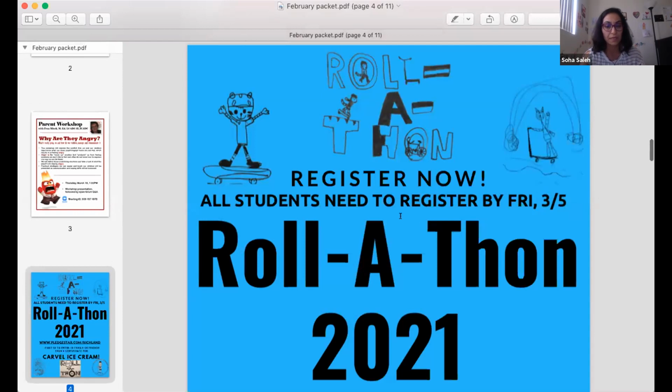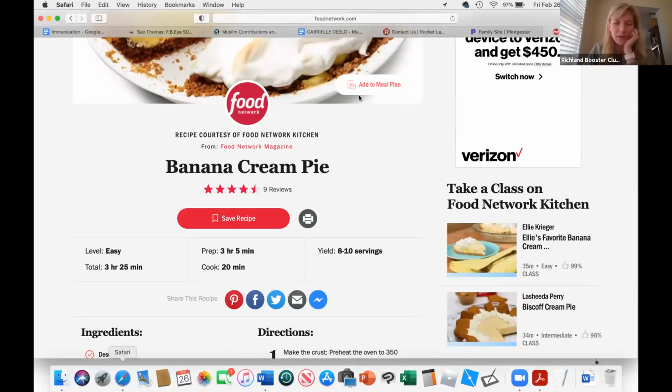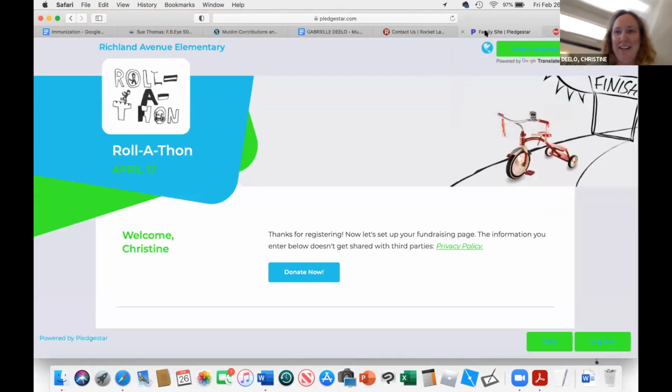You can move. The next item is, Christine, are you here? So we can talk about Rollathon? Yes, hold on a second. If you want to share your screen to show the Pledge Star website, you can do so. Okay. If you'd rather I stop. Desktop, I'm guessing. Oh, sorry. My kids wanted to make a pie today. Okay, here we go.